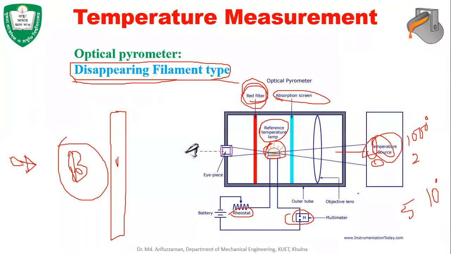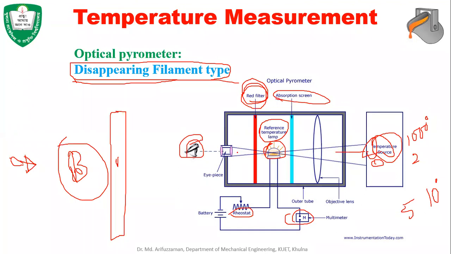Sir, absorption screen. Yep. For the absorption screen, why do we need the absorption screen? Sometimes, if you want to measure a very high temperature, all the wavelengths are coming from here, and the intensity is very high, that is harmful to the eye. If you want to see that, only the red filter is used because you can only get the redness.